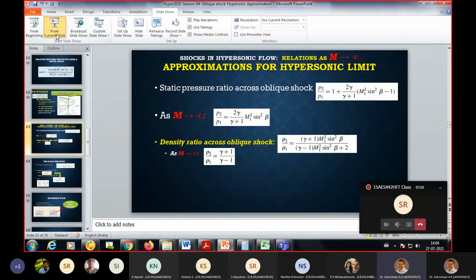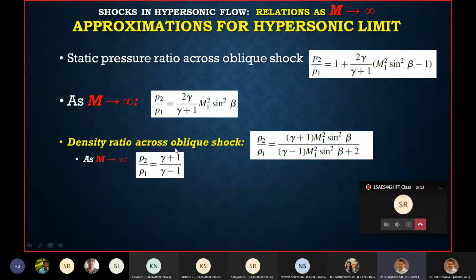Good afternoon, everybody. We actually will continue from the discussion of oblique shocks. In fact, what we are doing now is twofold. One is reviewing shocks and expansions, which we are going to do soon, and simultaneously looking at what is meant by the hypersonic limit for each of the important parameters, like what we have done already for pressure ratio, density ratio, etc.